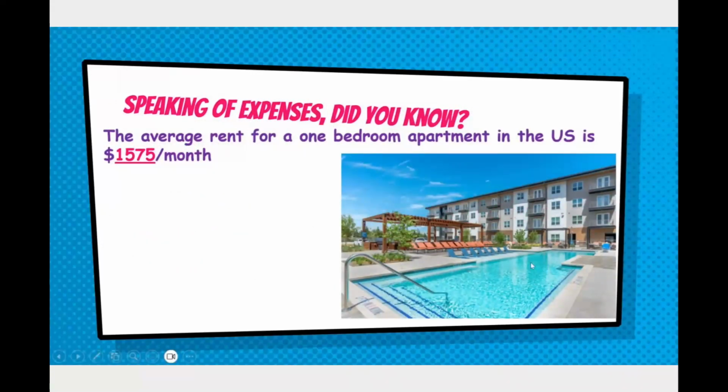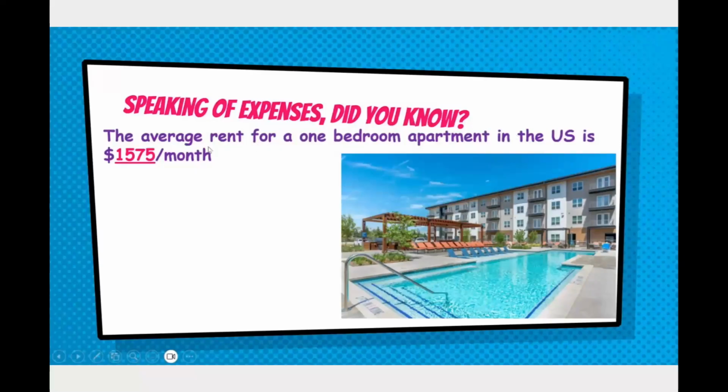So, speaking of expenses, I wanted to show you guys a couple things real quick. The average rent for a 1 bedroom apartment in the United States is $1,575 a month. I want y'all to write these all on your day two notes where it says realistic moving costs. We're going to use the national average.